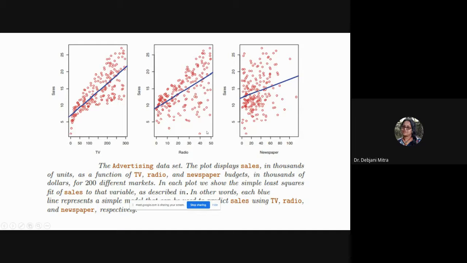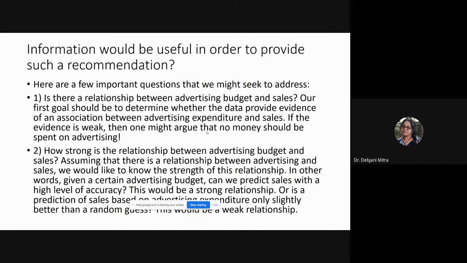Okay. And next part, these are some important questions for regression analysis. Is there a relationship between advertising budget and sales? This is the first question. Is there any relationship? Our first goal should be to determine whether the data provide evidence of an association between advertising expenditure and sales. There are three types of advertising media: TV, newspaper and radio. So is there any association between sales and advertising expenditure? This is the first question.